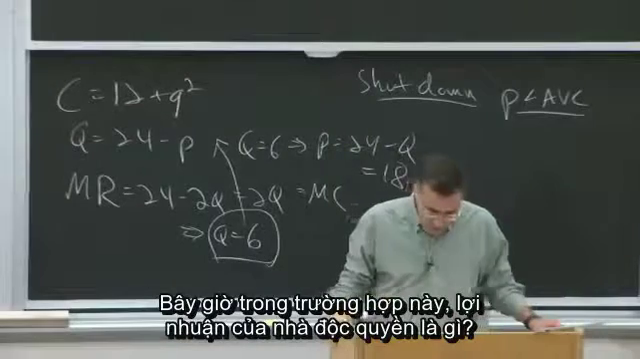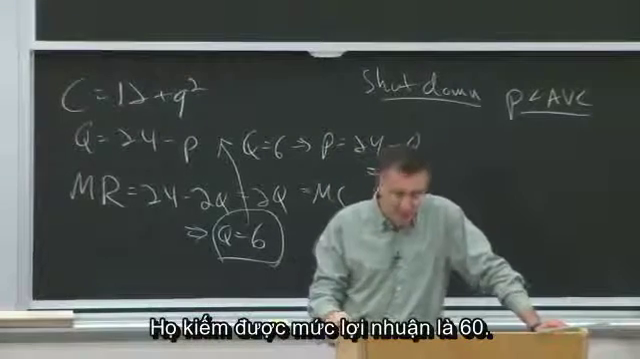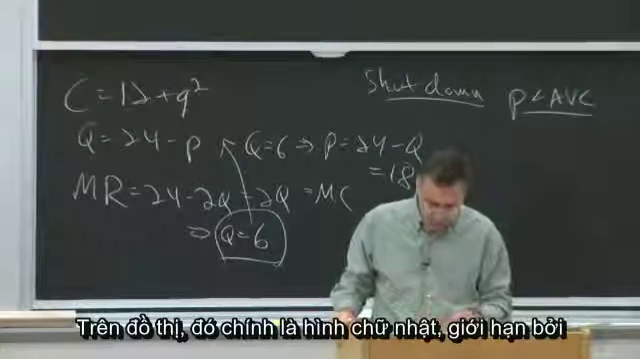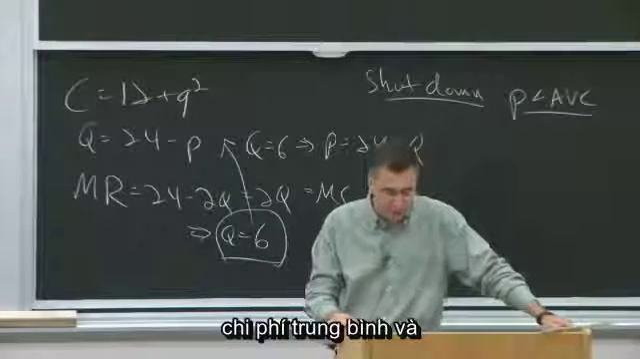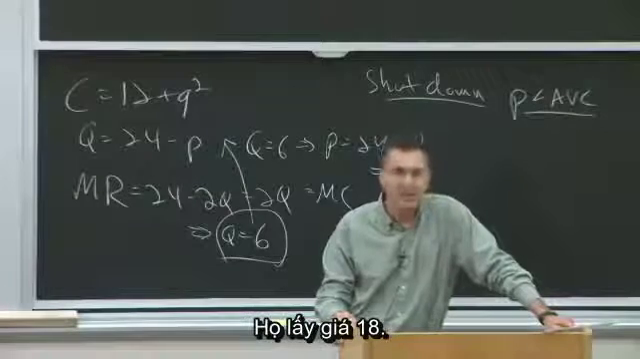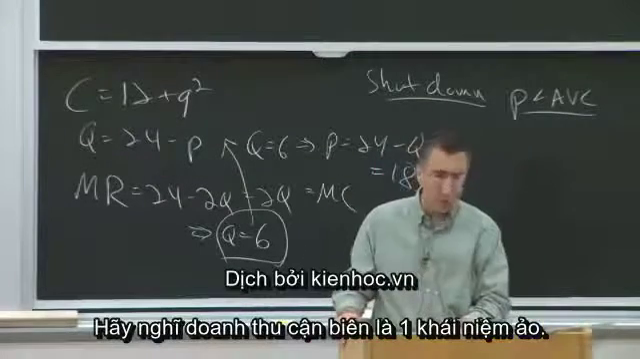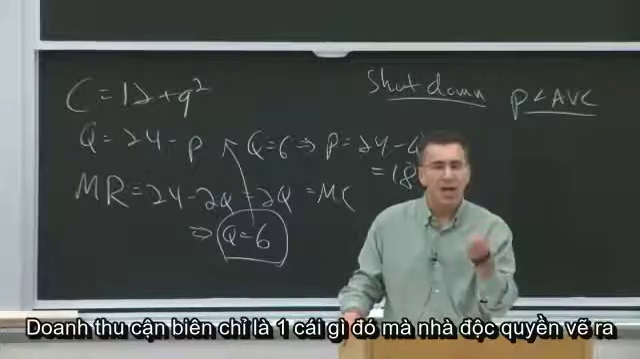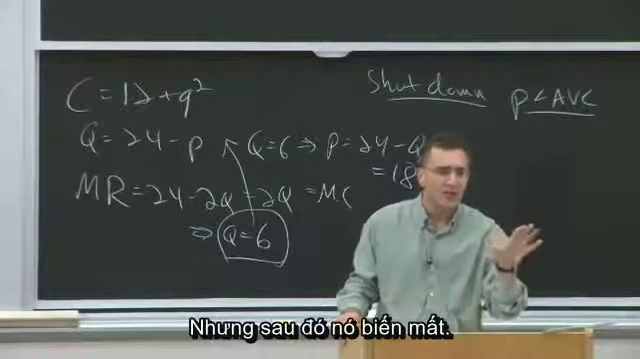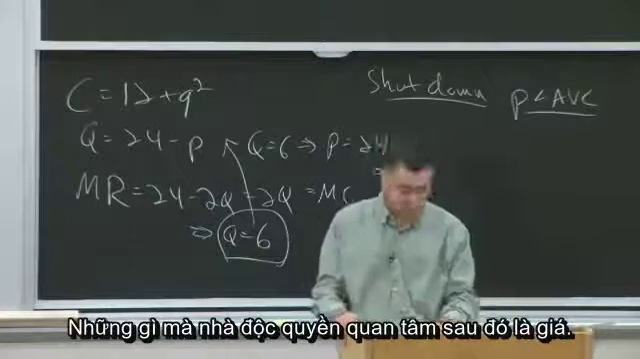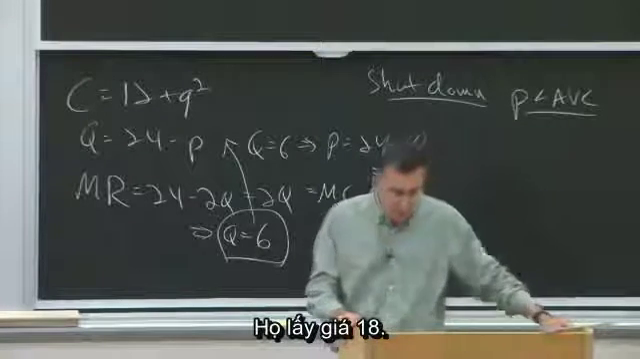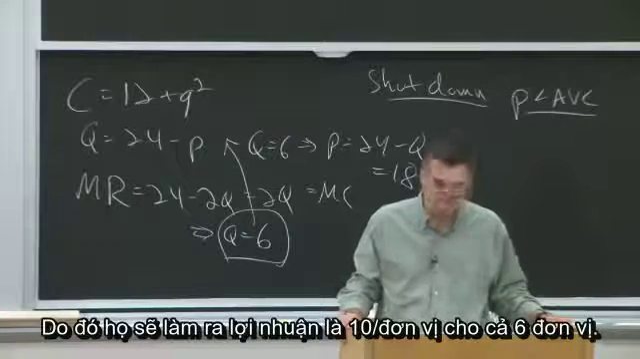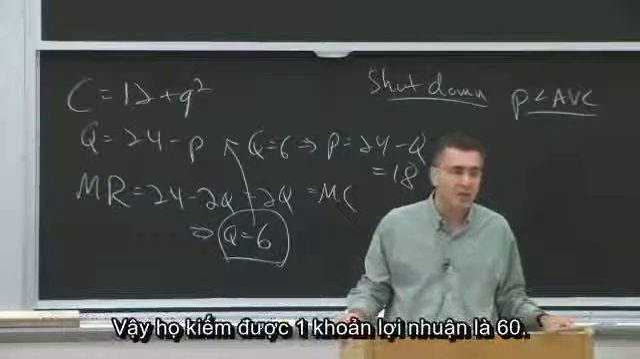Now, in this case, what's the monopolist's profit? Well, the monopolist made a profit of 60. How do we see that? Graphically, that's the box, the rectangle, that's the difference between the average cost curve and the price they get. So they're charging 18. Once again, marginal revenue is gone. Think about marginal revenue as an imaginary concept. Marginal revenue isn't something that actually exists in the market. It's just something the monopolist draws to pick what they're going to do. But then it disappears. What the monopolist cares about then is price. They're charging 18. Their average cost for that unit is only 8. So they're making a profit of 10 per unit on 6 units, so they make a profit of 60.